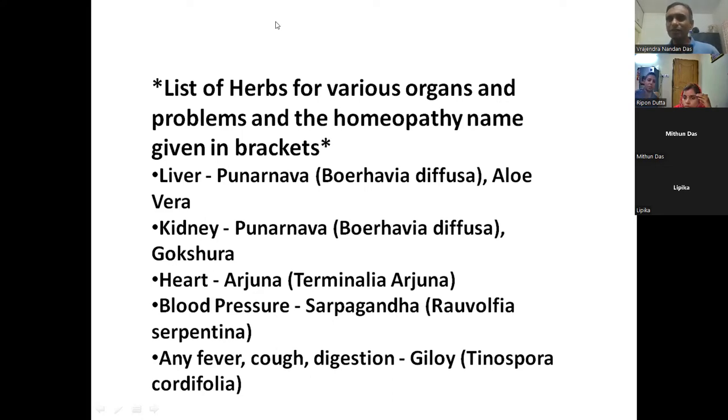Mother tincture means the original extract, without dilution. So mother tincture has alcohol, no? Yes, all homeopathic medicines these days are stored in alcohol only, but it is a very small quantity. It will be only a few drops.